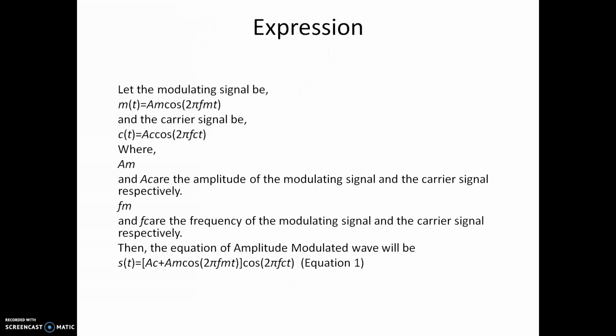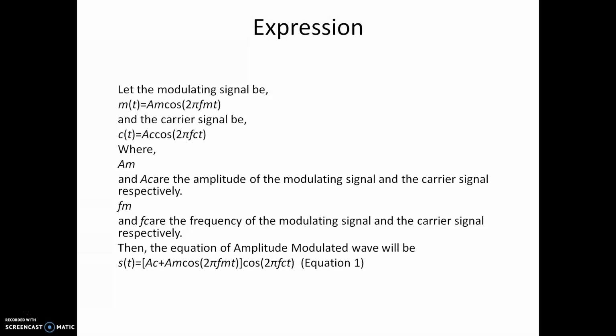Following are the mathematical expressions for these waves. Number 1. Time domain representation of the wave. At first, we consider the modulating signal to be m(t) = Am cos 2π fm t, and the carrier signal c(t) = Ac cos 2π fc t, where Am and Ac are the amplitudes of the modulating signal and the carrier signal respectively. Next, we consider fm and fc. They are the frequencies of the modulating signal and the carrier signal respectively.